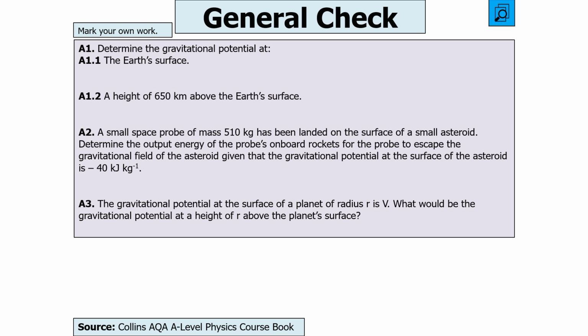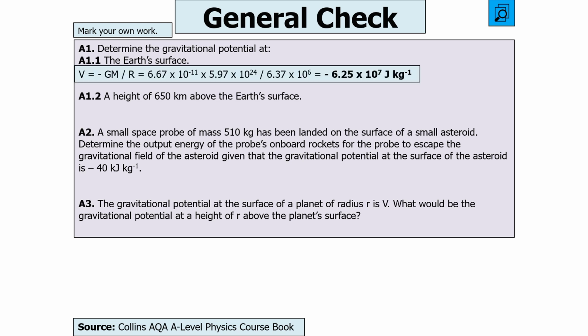Right, again, we've got to remember what our gravitational potential equation is. So the gravitational potential is equal to negative big G big M over the radius of the object. So therefore we pop it all through. Remember, you're given the radius of the Earth on the equation sheet. It's 6.37 times 10 to the 6 meters. Pop in all the values through, and it's negative 6.25 times 10 to the 7 joules per kilogram.